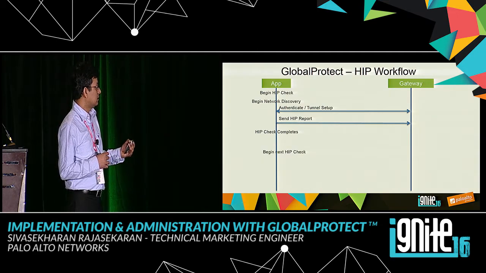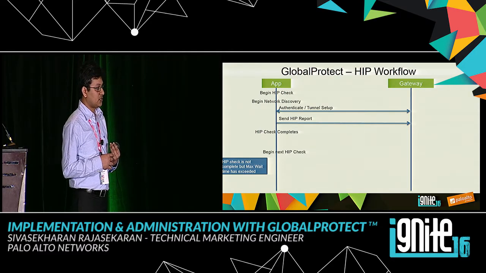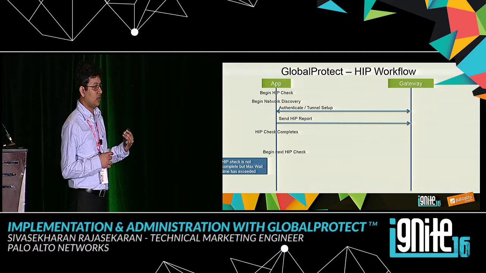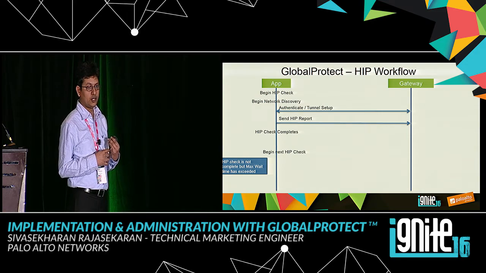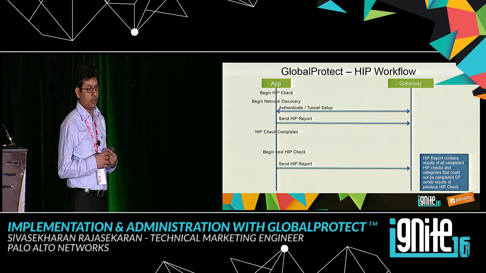And again, when the HIP check begins and is not able to complete, it would use whatever it has collected so far. And remember, we had also cached the report from the previous HIP check. For all of those categories for which the HIP check was not able to complete, it would use the cached result and put it on a report that is sent back to the gateway.